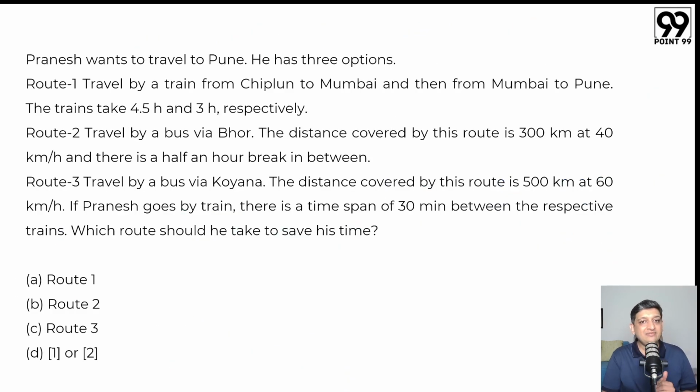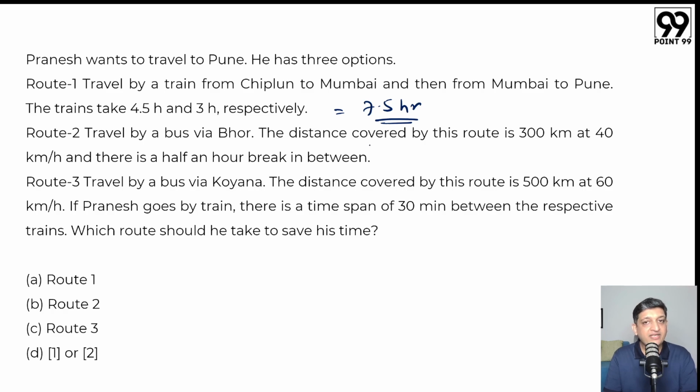Let's look at this question. Now try this question out and then tell me in the comments what you think is the answer. So Pranesh wants to travel to Pune. He has three options. Route 1, travel by train from Chiplun to Mumbai, and then from Mumbai to Pune. The trains take 4.5 hours and 3 hours respectively, which basically means that the total amount of time taken should be 7.5 hours.